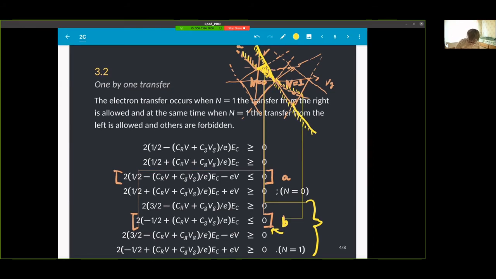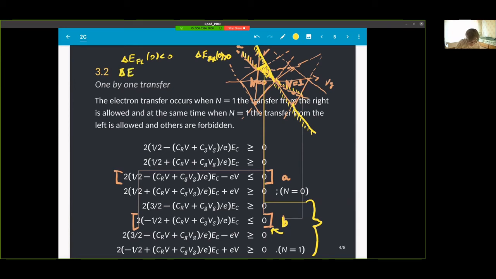So all the inequalities are written in this form. Delta E from the left, 0 is smaller than 0. Delta E from the right, 0 is larger than 0. Delta E to the left, 0 is larger than 0. Delta E to the right, 0 is larger than 0.